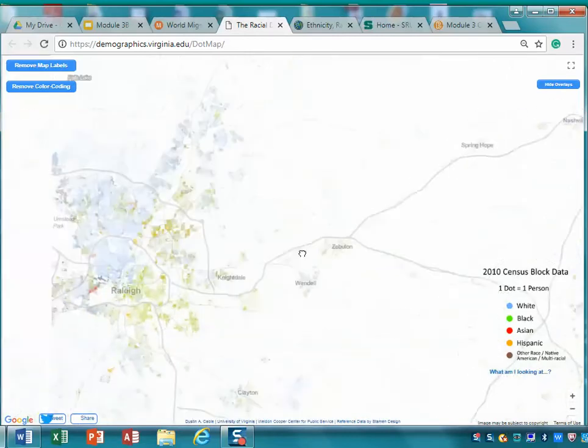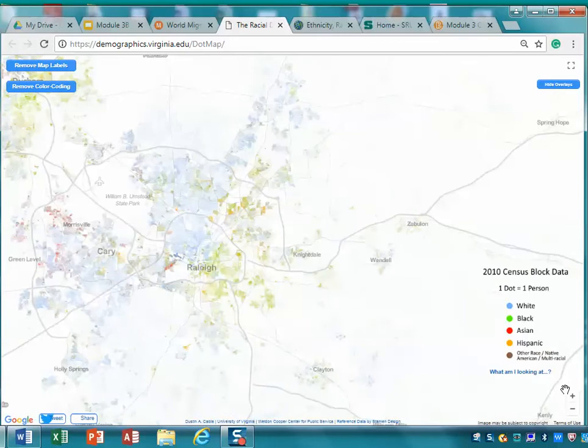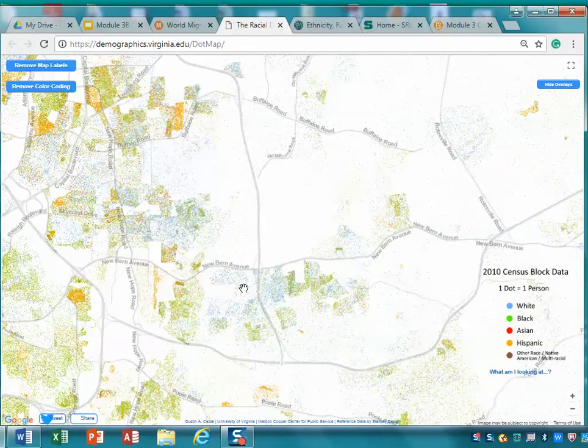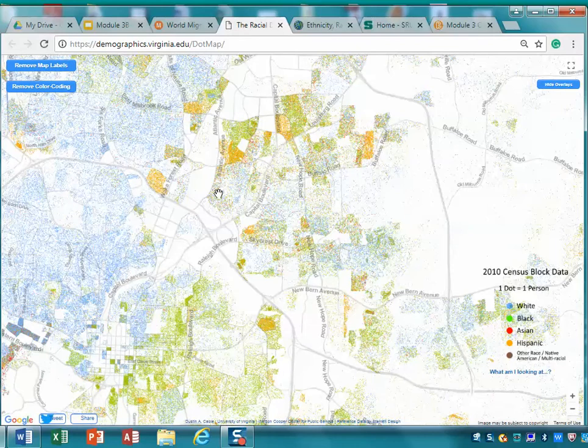And what you will notice when you zoom in on Raleigh is that the color combinations in this city are rather pronounced, with blue being the white population, red being Asian, and green being the black population. What you'll notice is that in Raleigh there are very strong breaks in terms of race or ethnicity for areas, but in some areas it is quite blended. There's quite a number of dots mixed together. And so we can look at this and literally see how segregation occurs across a landscape.